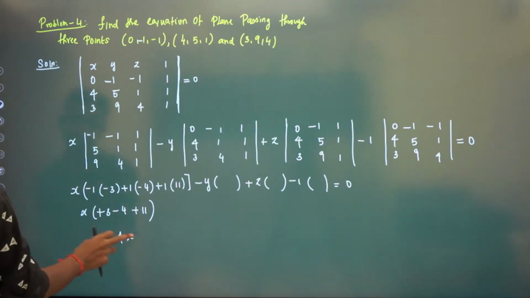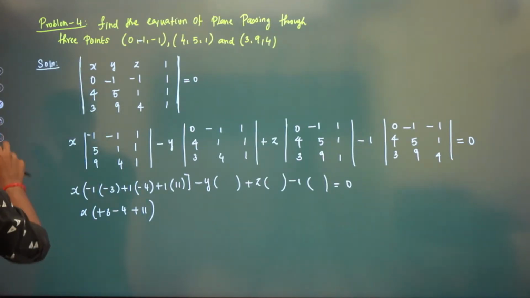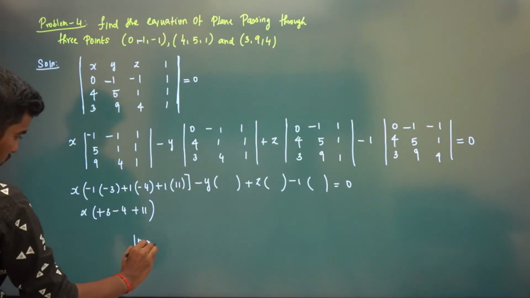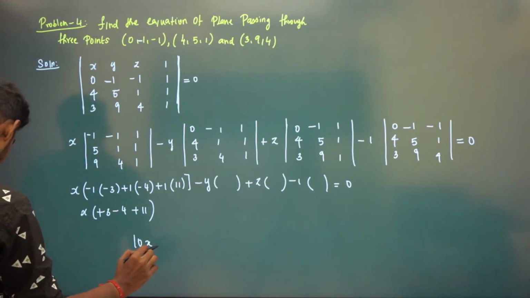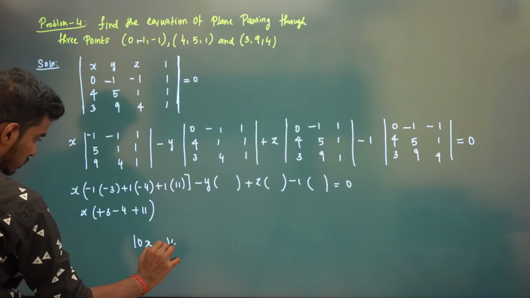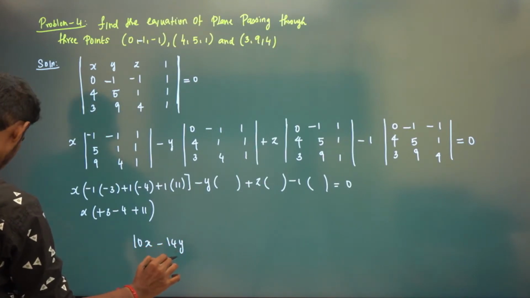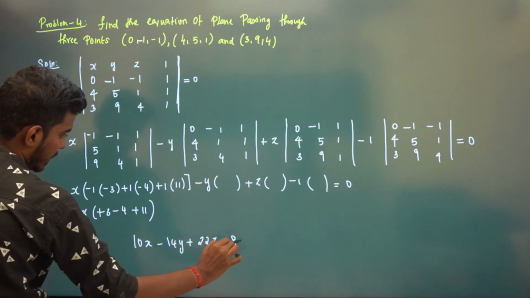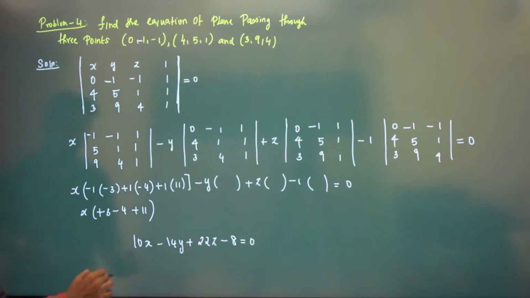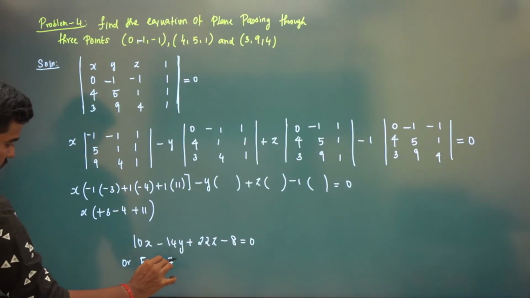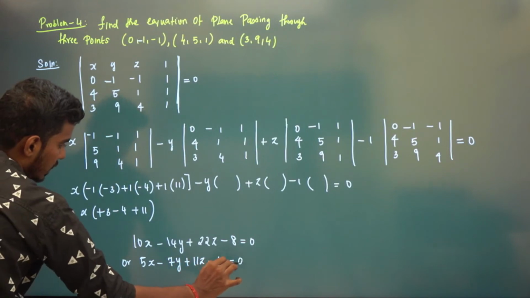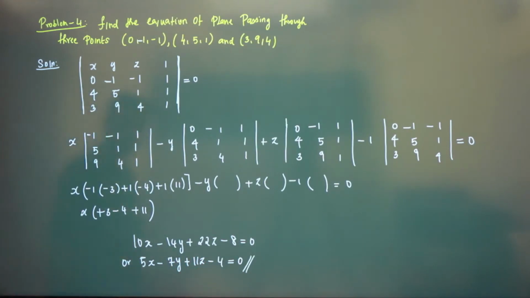This will be 10x. So the required equation is 10x minus 14y plus 22z minus 8 is equal to 0, right? Or dividing by 2, we will have 5x minus 7y plus 11z minus 4 is equal to 0. This is the required equation of the plane, right?